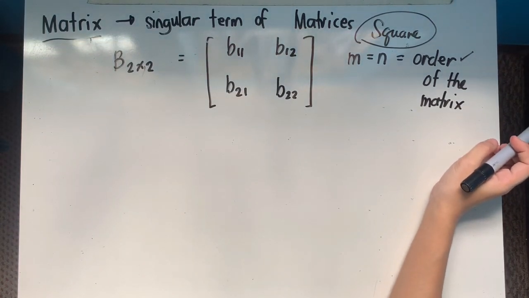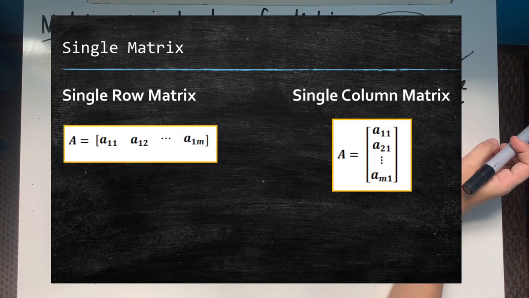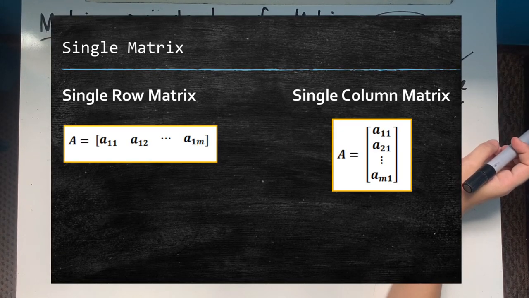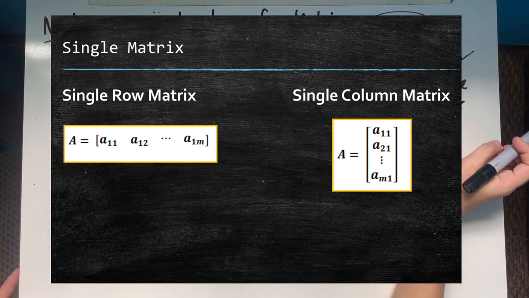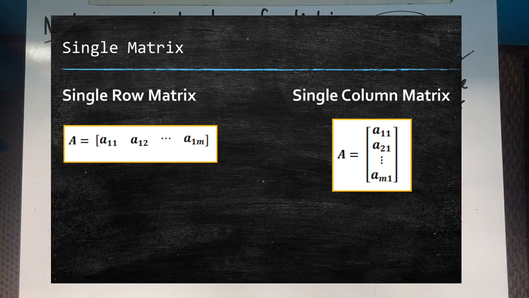Next, we also have single row matrices. In this case, if you have a single row matrix, you also refer to that as a row vector, because most of the time, we only use single row matrices to illustrate the coefficients of a vector. Same goes for a single column matrix. We also call that a column vector, which we use for the representation of vectors in fields.